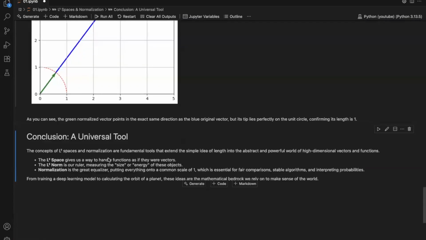In summary, this video has detailed the progression from the intuitive concept of length to the formal definition of L2 norms and L2 spaces. The L2 space provides a framework for treating functions as vectors. The L2 norm serves as the metric for quantifying the magnitude of these objects. Normalization is the critical procedure for scaling these objects to a standard unit length, a requirement for fair comparison, probabilistic interpretation, and algorithmic stability. These concepts constitute a foundational element of the mathematical bedrock upon which much of modern science, engineering, and data analysis is built.